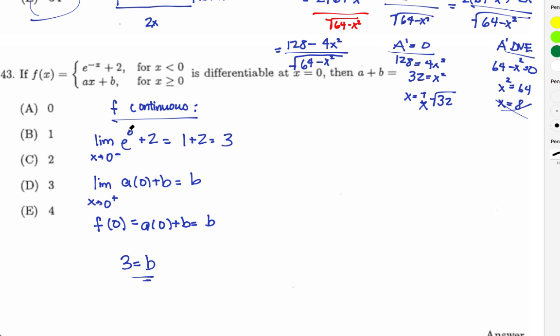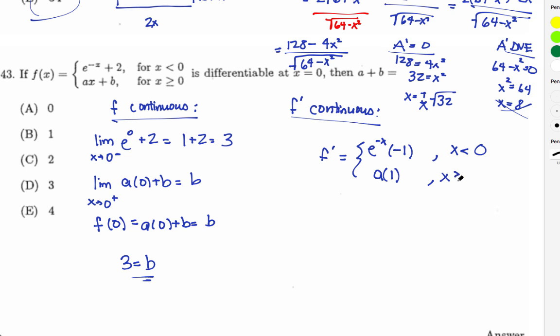Now how do I find a? Well, in order to be differentiable, f needs to be continuous, but f prime also needs to be continuous. So how do we make it continuous? We better find f prime first. It's a piecewise. Leave it as a piecewise. The derivative of this top part is e to the negative x times negative 1 plus 0. So that's for values less than 0. And the derivative of ax plus b is just a times 1 plus 0 for positive values. So let's simplify that for a second. We have negative e to the negative x for x less than 0, and we have a for x greater than or equal to 0.